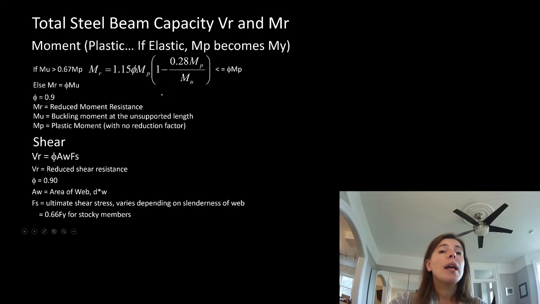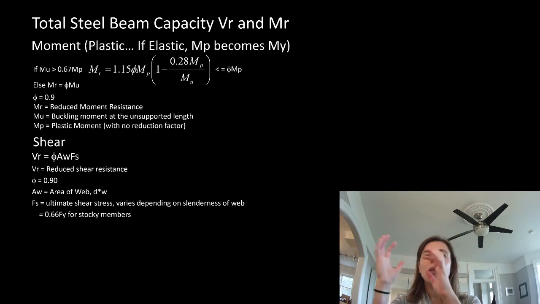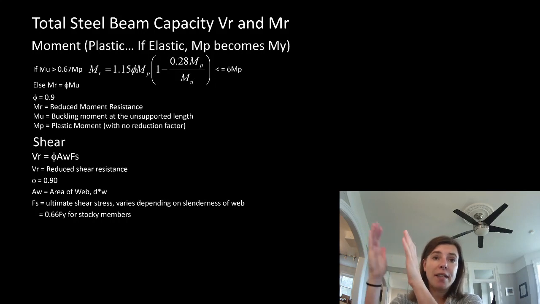So it doesn't matter how complex or weird the equation looks, pretty much it is reduction factor, stress, maybe it's reduced for some reason, section property. The section property varies depending on what it is. And then if we're worried about buckling, we add a factor of some sort.